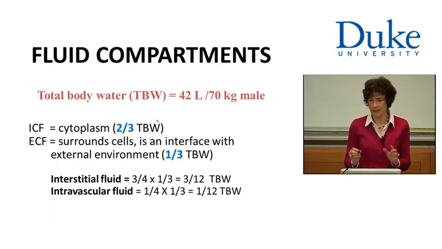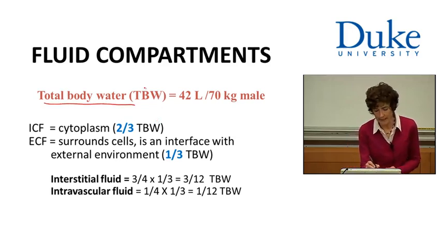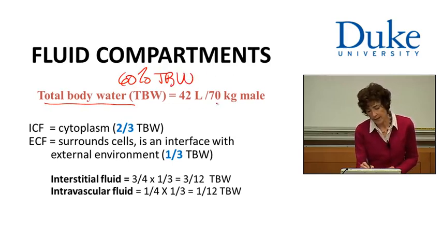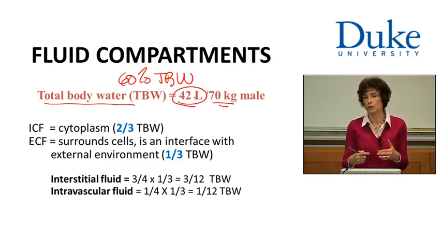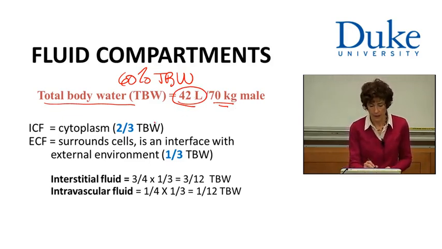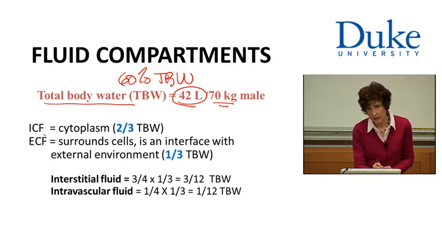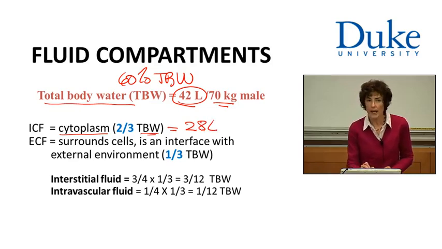So the fluid compartments then are, the total body water is about 60% of your total body weight. So if we have an individual who is a 70-kilogram male, then 42 liters of that individual is fluid, it's water. That means that the intracellular fluid space, or the cytoplasm, which is 2/3 of the total body water, would be equal to 28 liters. And that the extracellular fluid space, which surrounds the cells and is this interface between the cells and the external environment, this will be equal to 14 liters.